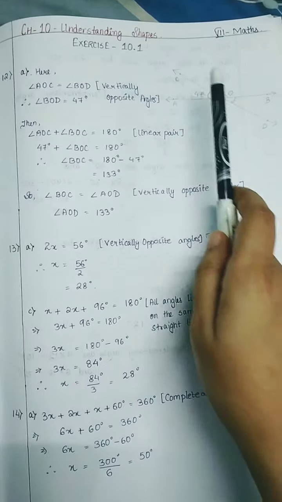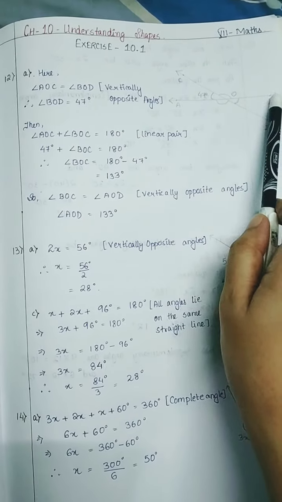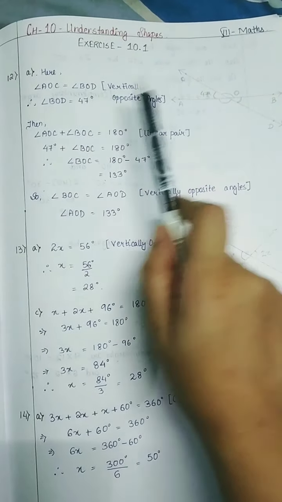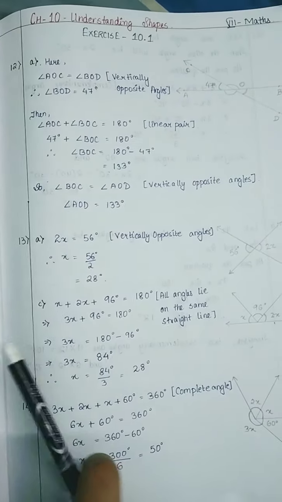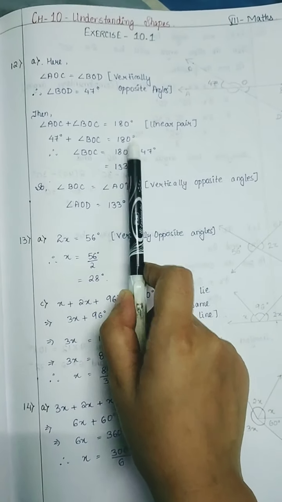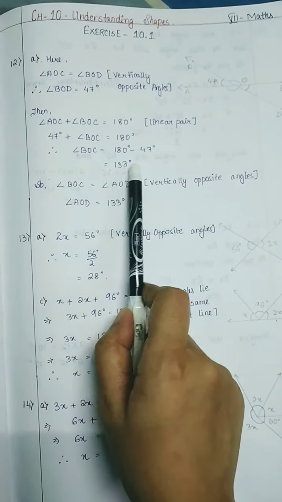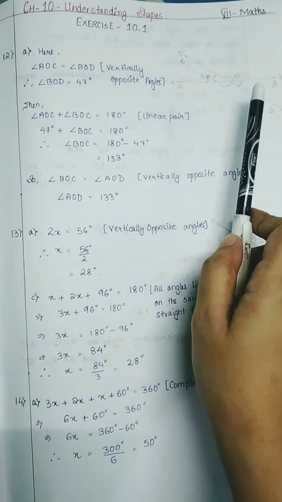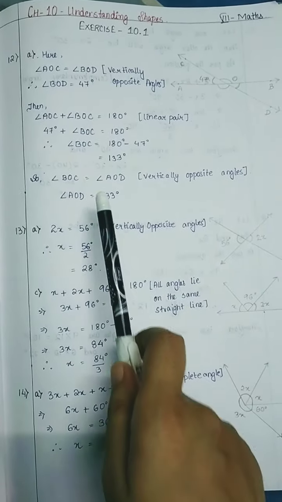Now after this, you can see here that if you will add angle AOC and BOC, we are getting a straight line. It means they are a linear pair, so when you add them both, you will get 180 degree. So angle AOC plus angle BOC is equals to 180 degree. Putting the value of AOC, 47 degree, plus angle BOC is equals to 180 degree. Angle BOC will be 180 minus 47, that is equals to 133 degree. Again applying the same thing, vertically opposite angles are equal, so this will also be 133 degree.